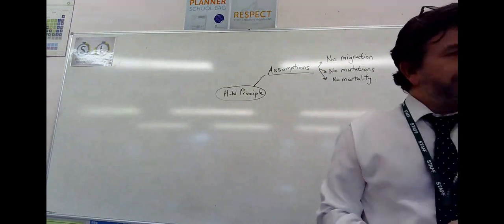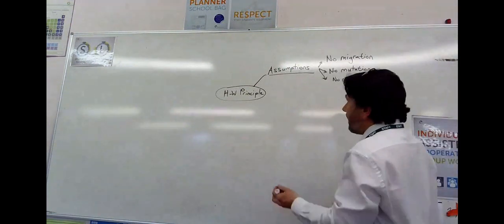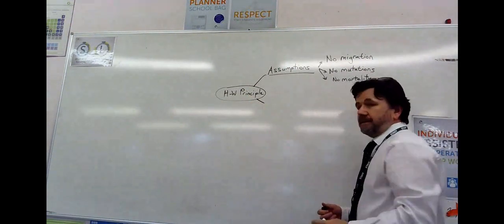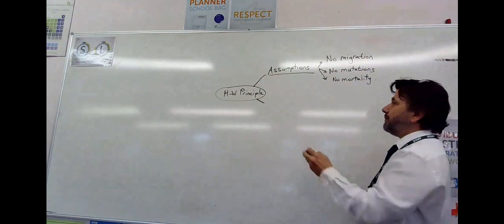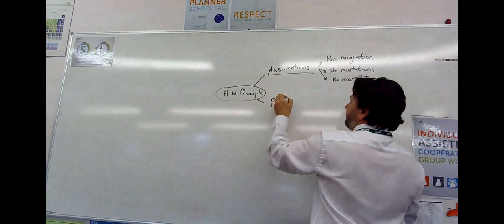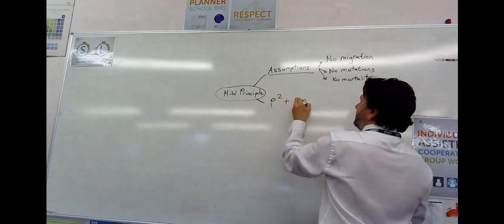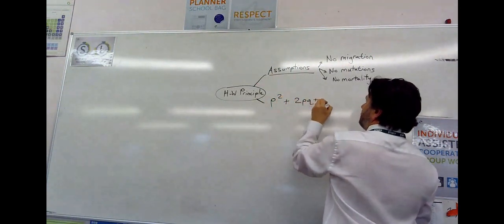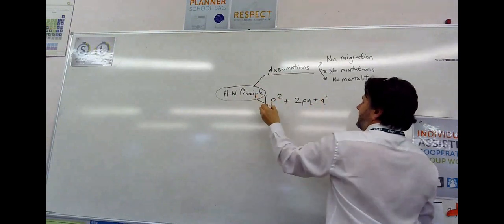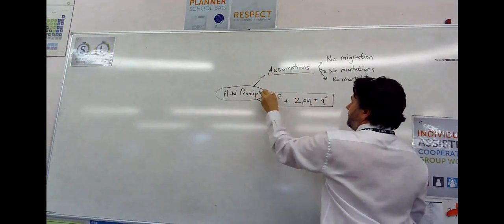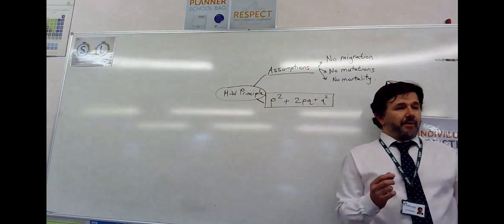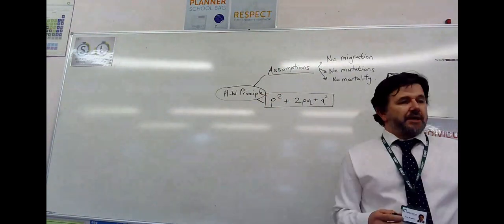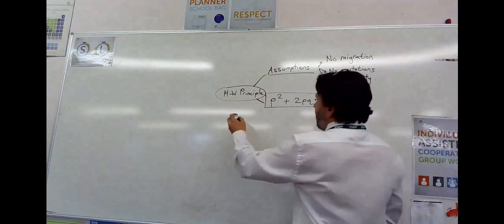So we need to talk about how you remember the equation. So I'm going to write the equation, and then we're going to talk about a way of remembering it. Okay, so p squared plus 2pq plus q squared. So that's the Hardy-Weinberg equation. I find that quite hard to remember. So what I tend to do is split it up.